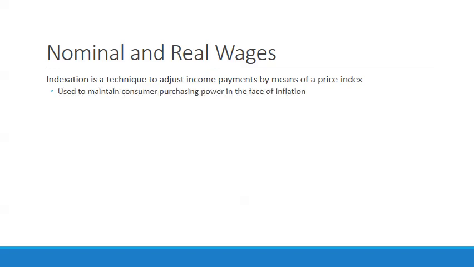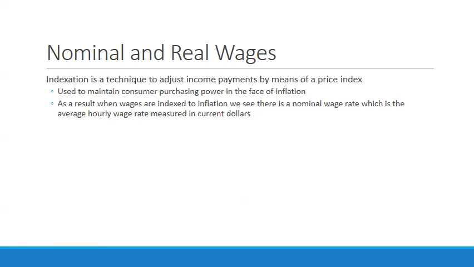Okay, so we just looked at the difference between nominal and real prices. Noticing that real prices are the actual value of the product versus the nominal, which is what you're really paying. And we can do the same thing with wages. We use a term called indexation. It's a technique to adjust income payments or wages by means of a price index, which is a CPI. And it's used to maintain consumer purchasing power in the face of inflation. So if we want people to be able to maintain their current standard of living, then wages have to increase relative to inflation rates increasing.